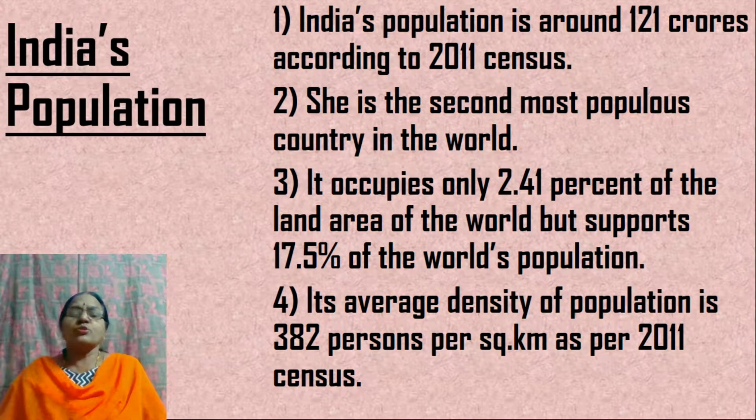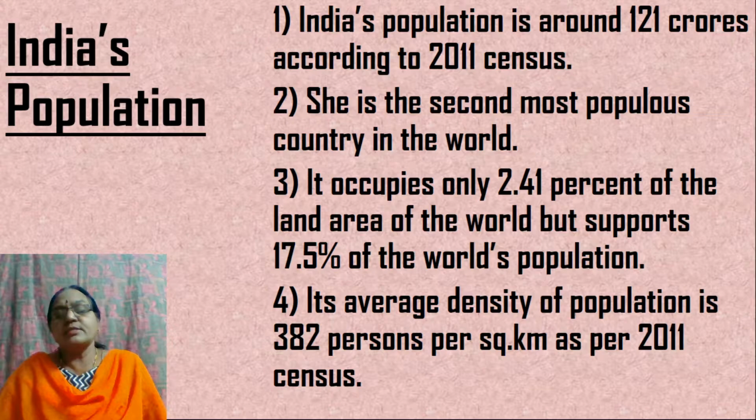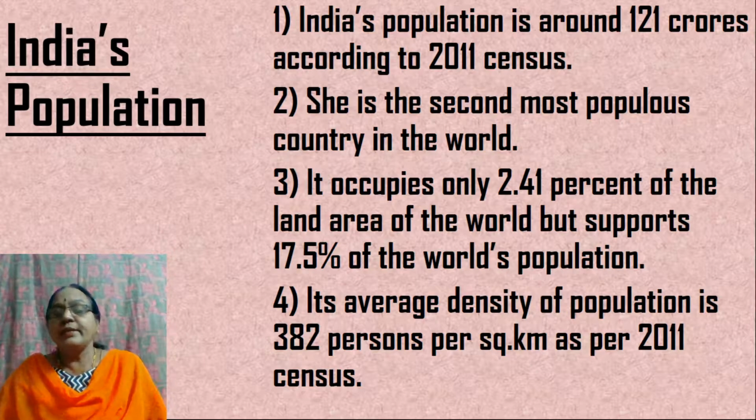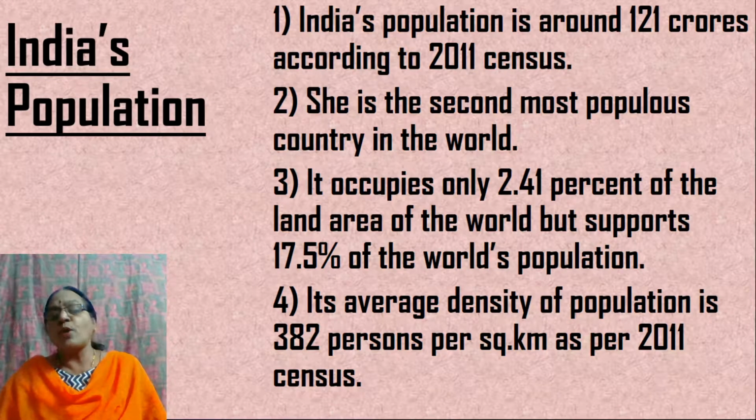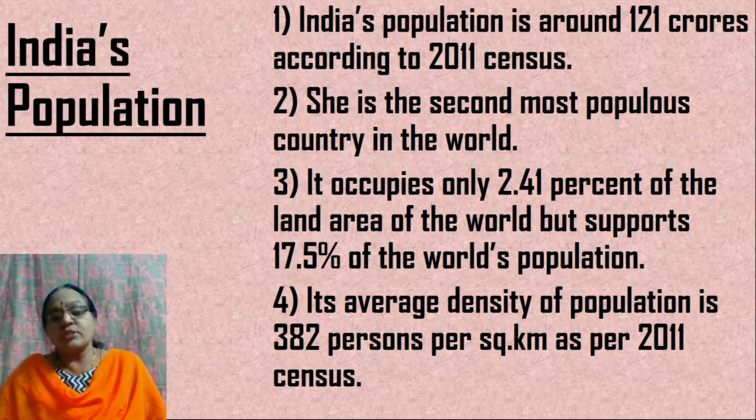Now, according to the 2011 census, the population of India was 121 crores, and India is the second most populous country in the world. When you come to land area, India occupies just about 2.41% of land area, but in terms of population, it supports 17.5% of the world's population.